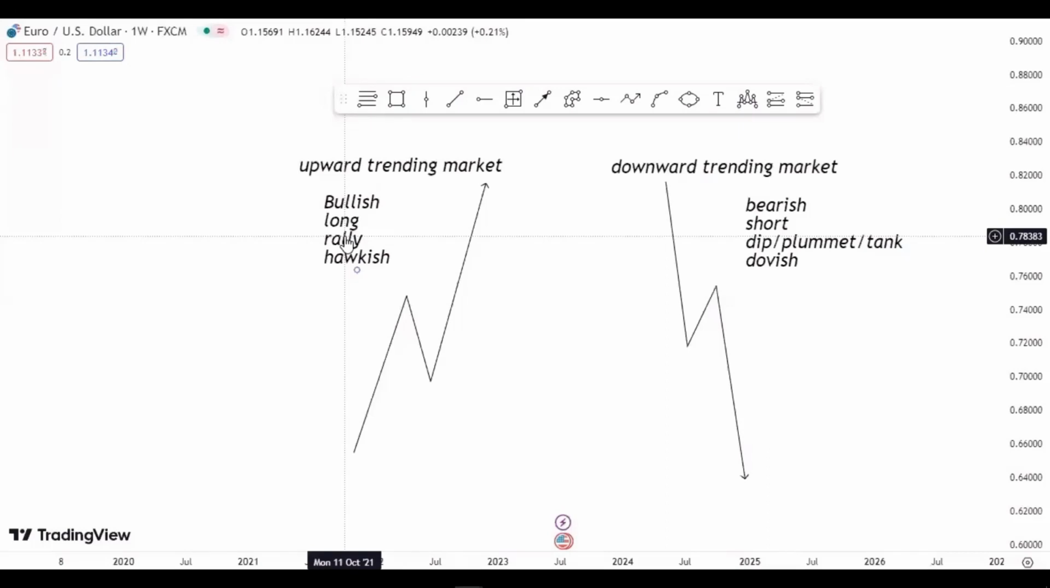But I'll hold on with the fourth word because I need to compare it to dovish from the bearish side and then explain. So let's go straight to bearish. After that, I'll differentiate between hawkish and dovish. Now, when the market is going down, we call it a bearish market. Why? Simple. We compare the action, the movement of the market to the attack move of a bear.